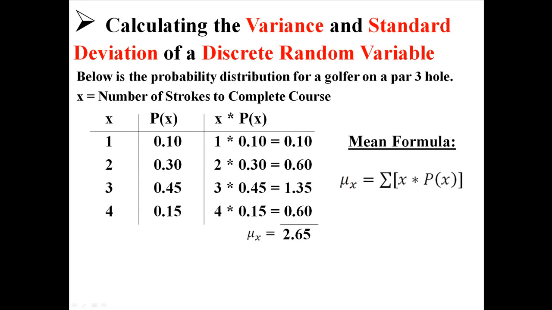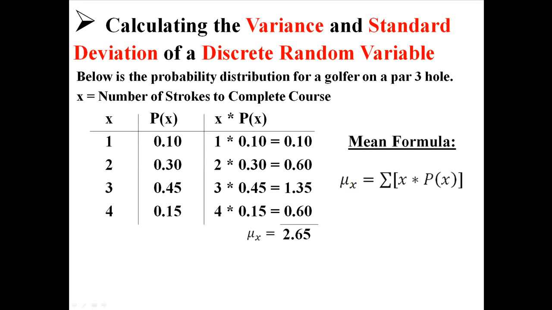So first of all, in my last lecture, I explained how to find the mean. And now we're going to need to find the mean before we find the variance. So in my example, I had a distribution for a golfer on a par 3 hole. As you can see, most of the time he will get it in 3 hits, about a 45% chance. There's a 30% chance of getting it in 2 hits, and sometimes he gets it in 1 or 4 hits. So this is the probability distribution I went through to find the mean of 2.65.